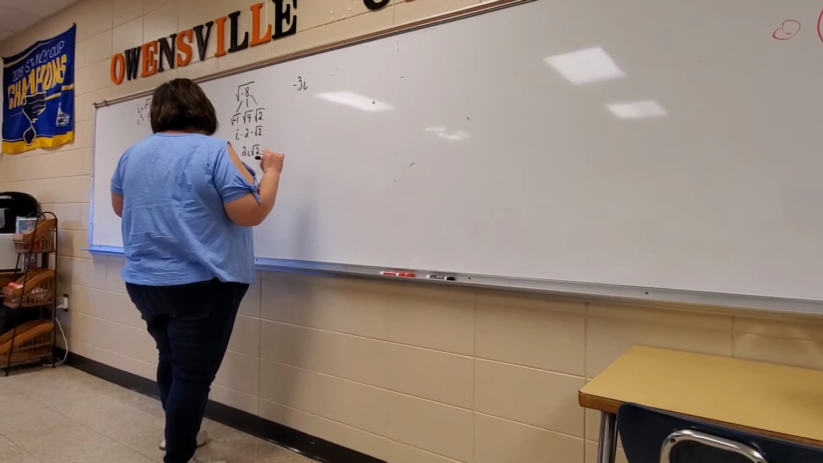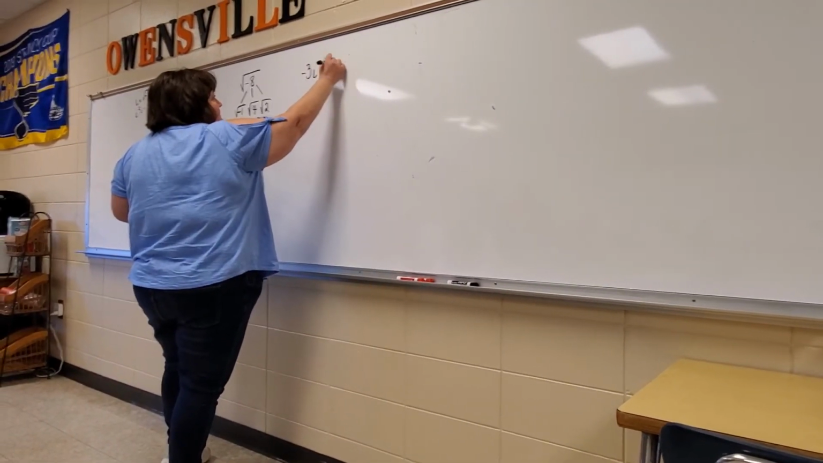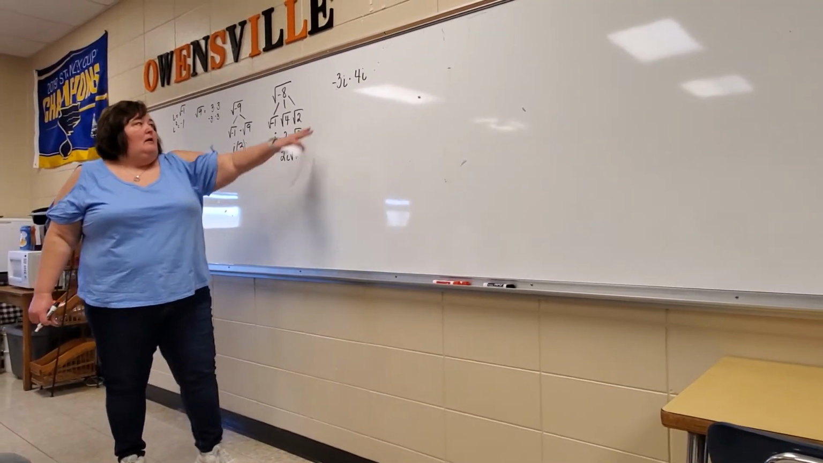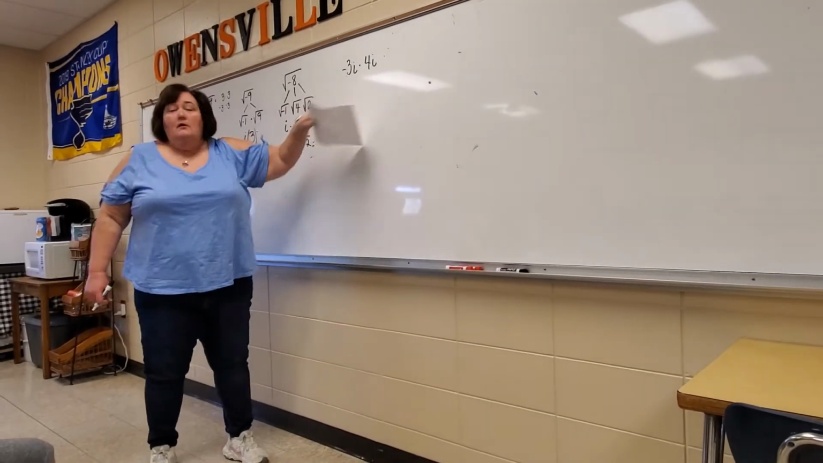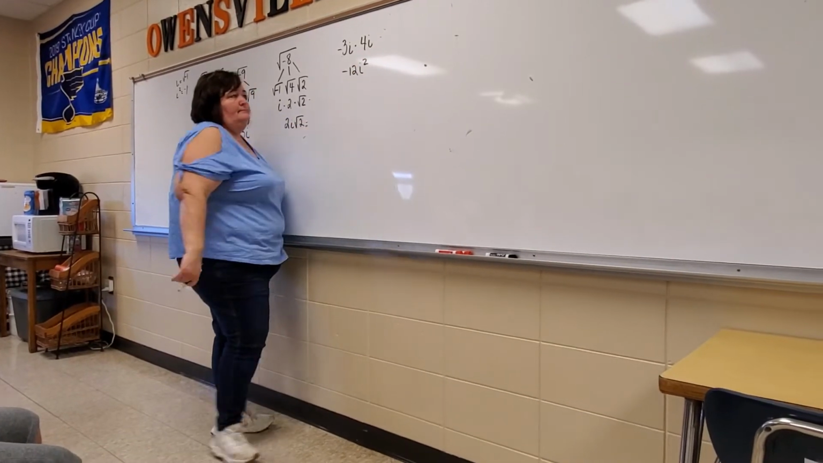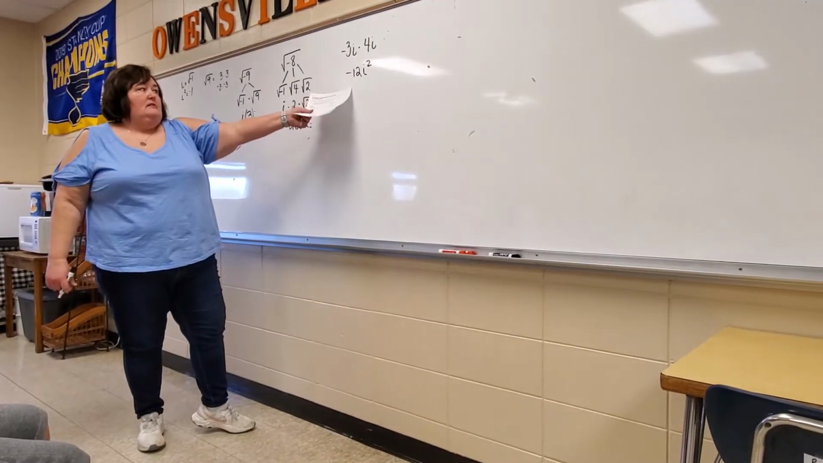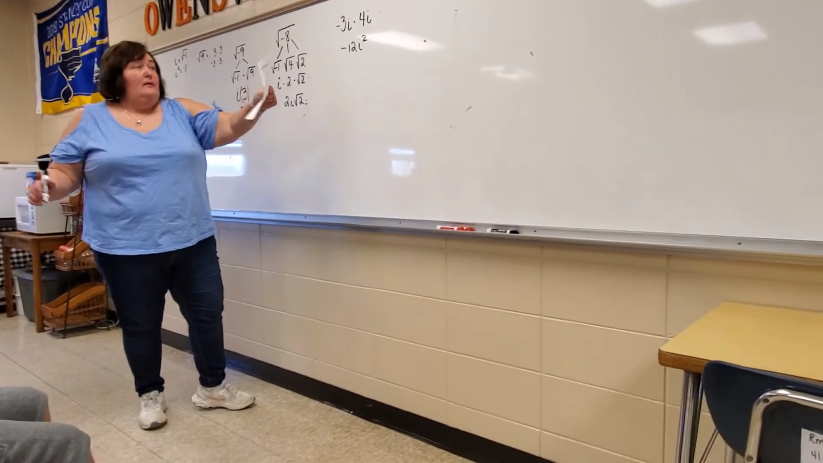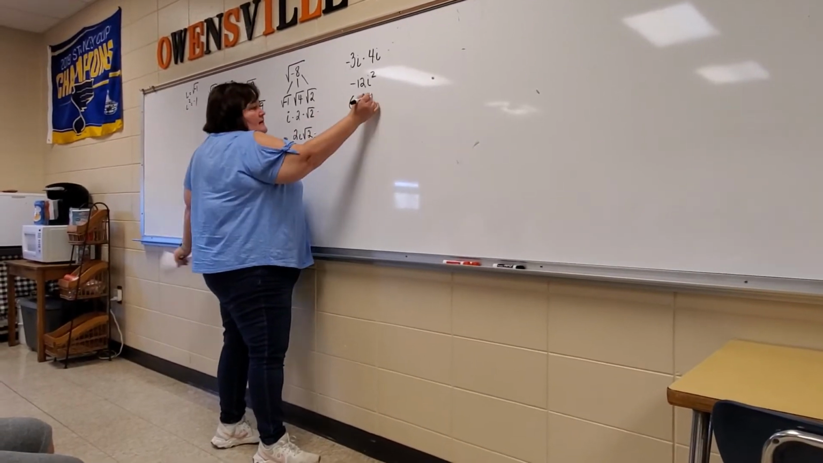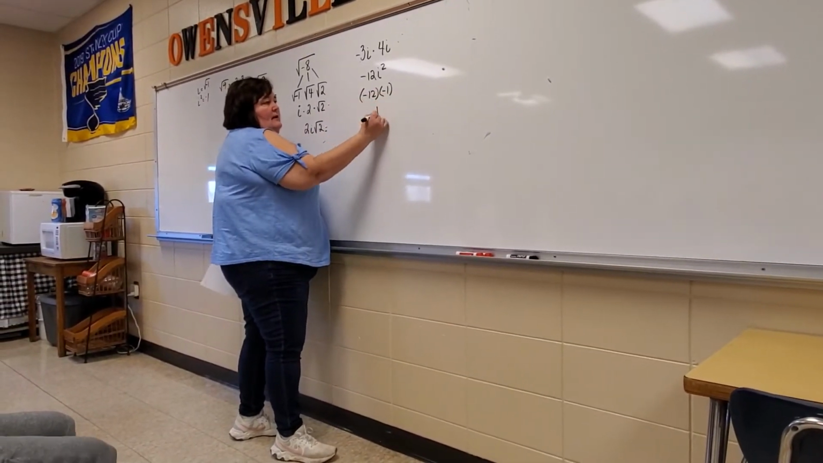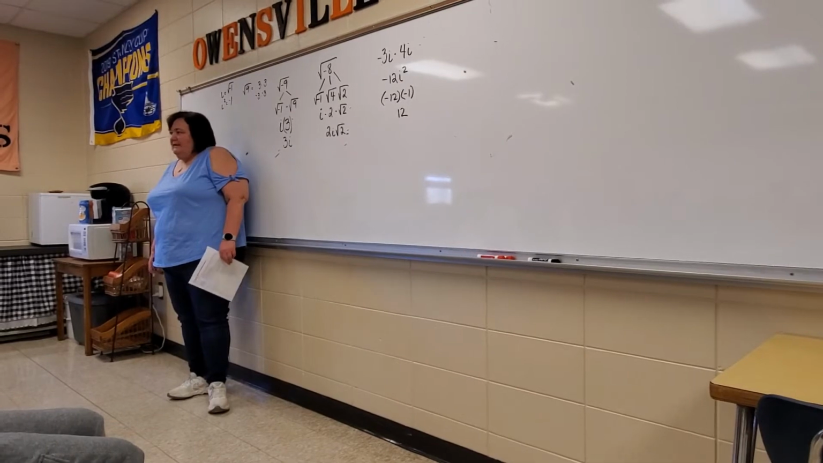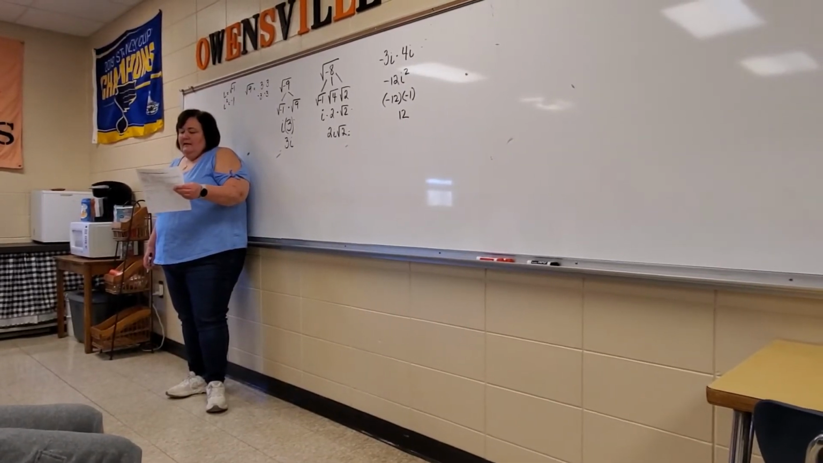3i times 4i. Okay? That equals what? Negative 3 times 4 is negative 12. And i times i is i squared. Would that be negative 13? No, it stays negative 12. What does i squared equal? Negative 1. Negative 12 times negative 1 is 12. Yeah, it is. Okay? It's not that bad, right?